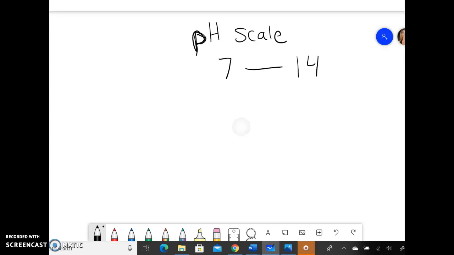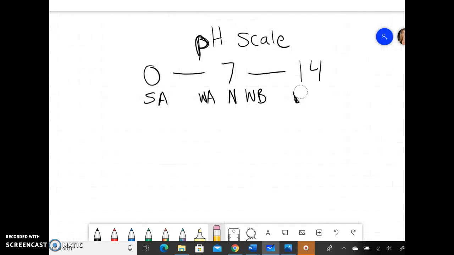This is a scale that goes from 0 to 14, although it can actually go beyond that. So if you ever get a slightly negative number for pH, that's okay. It doesn't have to stay exactly within that range. To the left of the 7 is acids, and the farther you get from 7, the stronger it's going to be. So this would be a strong acid. This is going to be a weak acid. Right at 7 is neutral. Then we have a weak base, and then as we get farther away, we get to, whoops, sorry about that. That should be a strong base.